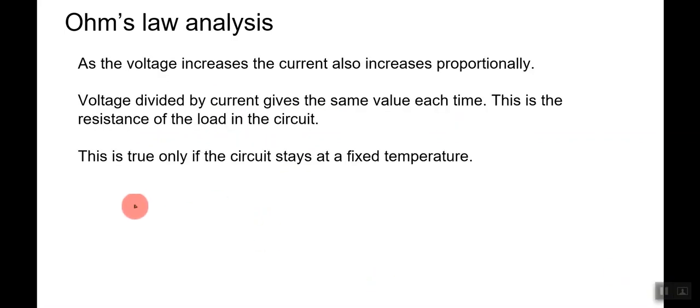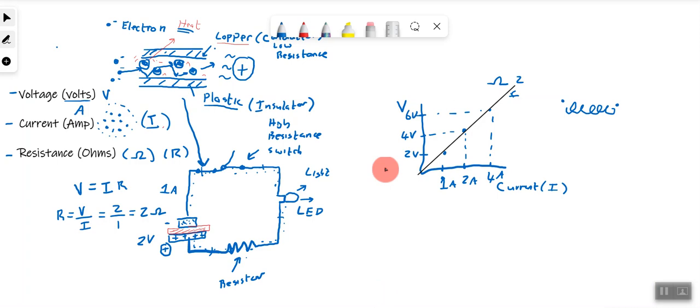So Ohm's law then: as the voltage increases, the current also increases proportionally. So voltage divided by current gives the same value each time, and this is the resistance of the load in the circuit. So this is true only if the circuit stays at a fixed temperature. So that is essentially this relationship that we've seen and talked about.